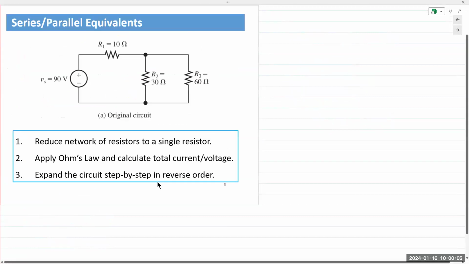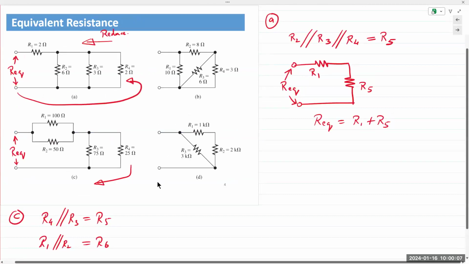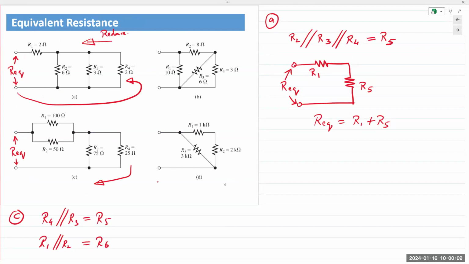Let's see. Series parallel equivalence. Think about B and D. Just think of it in terms of the concepts we talked about, right? Two terminals connected to each other for parallel. Series connection, only one terminal connected together. And if you take it step by step, you should arrive at the right answer.